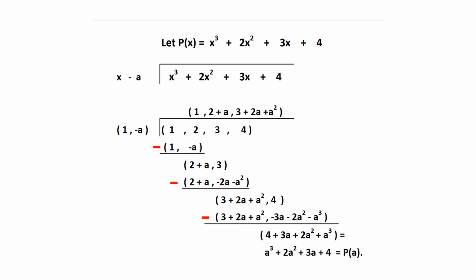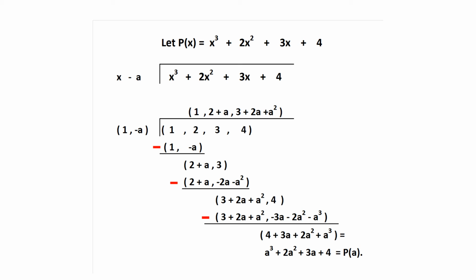You ask yourself the question, what times the 1 in the 1, comma, negative a equals 2 plus a? 2 plus a. And then you do that, and you keep going, a lot of steps, and you will find the bottom tuple, one tuple, is 4, comma, 3a plus 2a squared plus a cubed, and that is in number, so I've written it so the highest exponent is on the left. We have a cubed plus 2a squared plus 3a plus 4. And you might think about this. We could have gotten that same value just simply plugging in a for x in the polynomial and not have gone through all the steps.